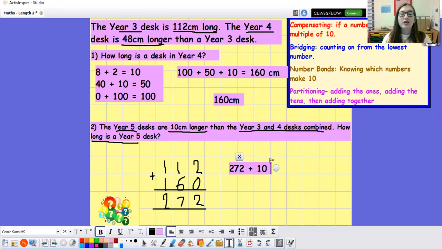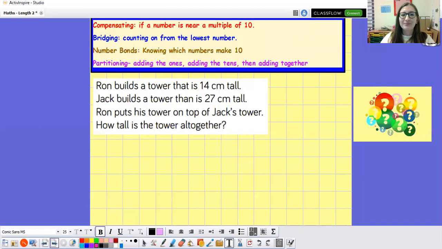So 272, 273, 74, 75, 76, 77, 78, 79, 80, 81, 82. So it's 282. But not just that, 282 centimetres. So the year 5 desks are 282 centimetres. So well done if you managed to work that one out. Let's have a look at the next one, shall we?